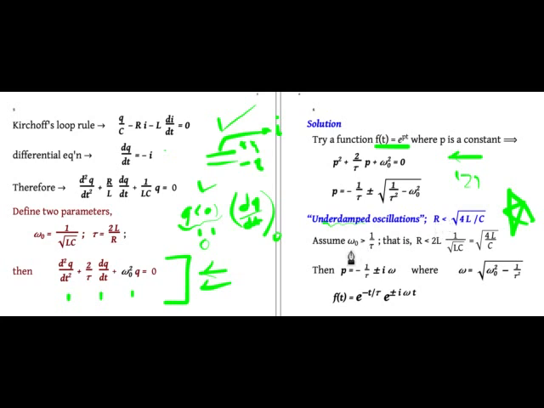Now, why are these two inequalities the same? Well, remember, omega 0 was 1 over the square root of LC, and tau was 2L over R.